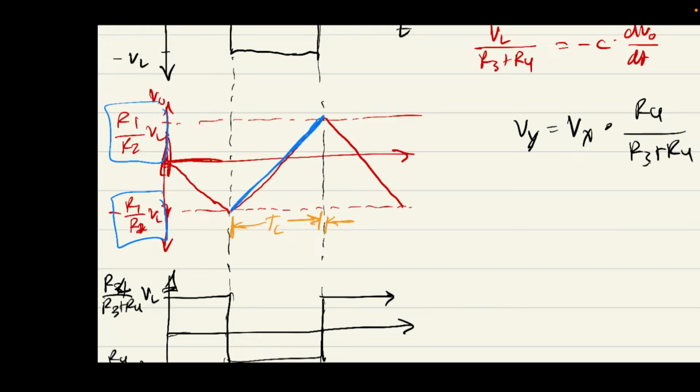Wait, yeah, this is when the capacitor is discharging, and this is when the capacitor is charging. So then the total period of this waveform is t, right? Which is just the sum of the two. Okay, so that's what I'm finding.